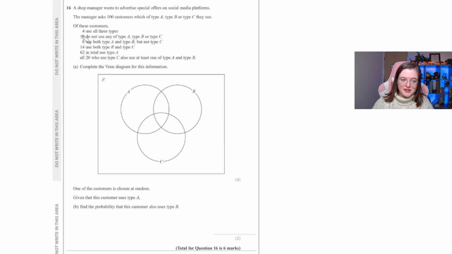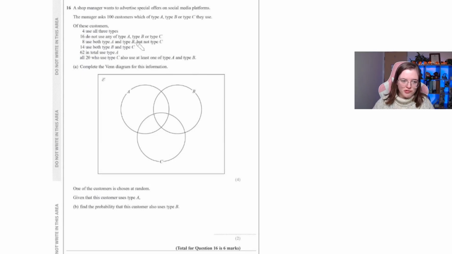Of these customers, 4 use all 3 types, 16 do not use any of type A, type B, or type C, 8 use both A, B, but not C, 14 use B and C, 62 use A overall, and all 20 who use C use at least one of either type A or type B. Okay, complete the Venn diagram with full information. That's a lot of words all at once, right? Let's just go through them and put in what we can put in.